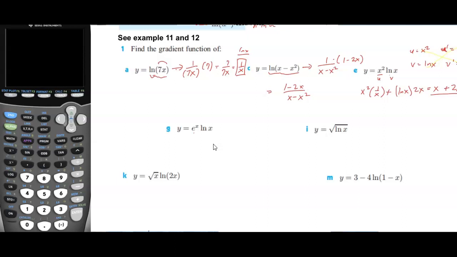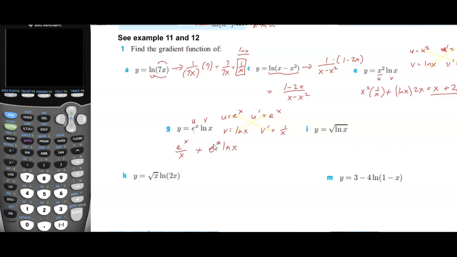Derivative of e to the x times natural log of x. This is a product also. U is equal to e to the x. U dash is equal to e to the x also, because the derivative of e to the x is just e to the x. V is equal to natural log of x. The derivative of natural log of x is 1 over x. The product, so we're going to multiply these together and these together. E to the x over x plus e to the x natural log of x. Done.